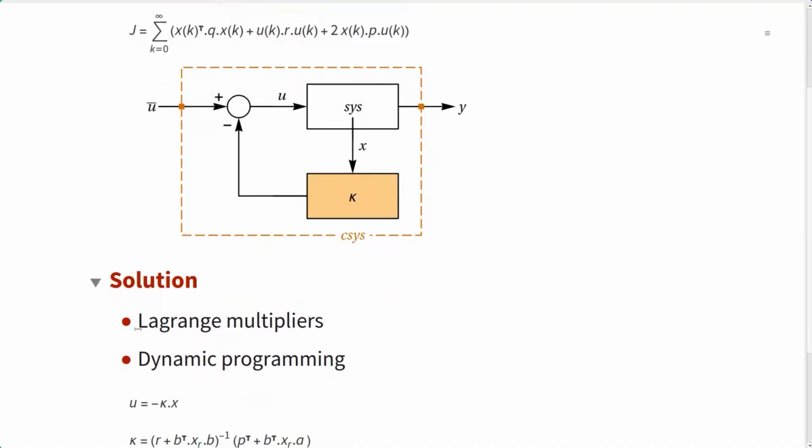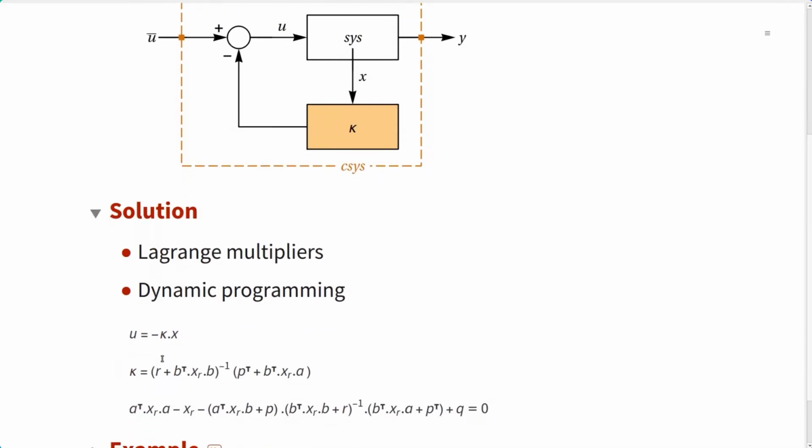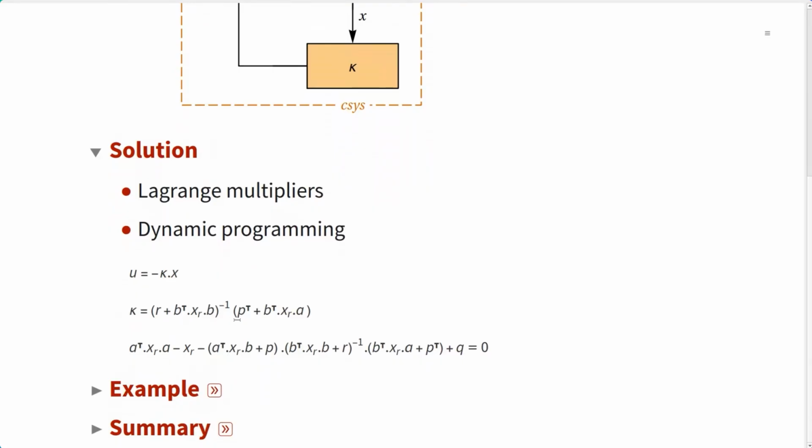There are a couple of ways in which we can get to the solution. One is using the method of Lagrange multipliers, or the other way is using dynamic programming and Bellman's optimality principle. The end result is that we get a controller in this form. We start by obtaining the solution to this Riccati equation that depends on the plant's parameters and the weighting matrices, and from that Riccati equation, we plug it into this formula to get the controller gain.